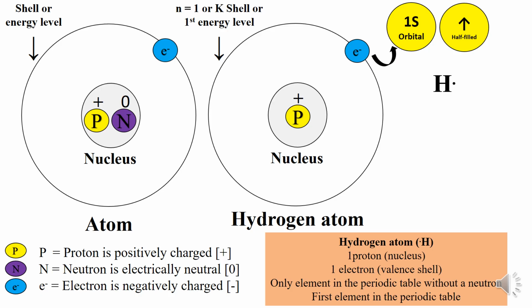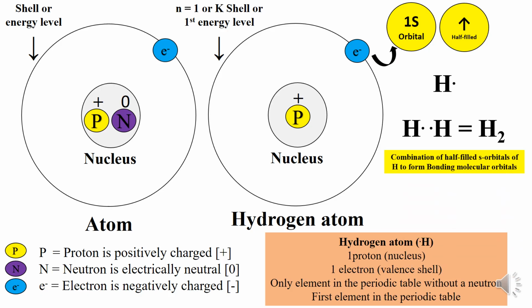Now hydrogen is not present in the atomic form. In fact, it is present in the molecular form as a diatomic molecule, and it is formed by mutual sharing of electrons between the hydrogen atoms involved in bond formation.